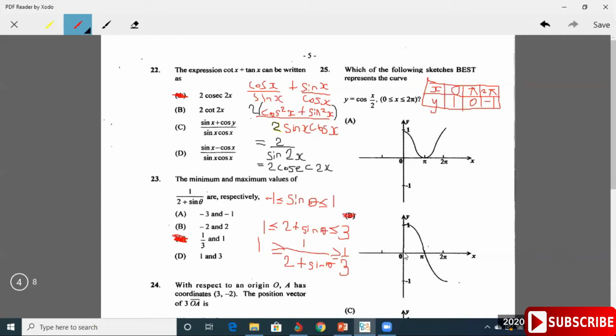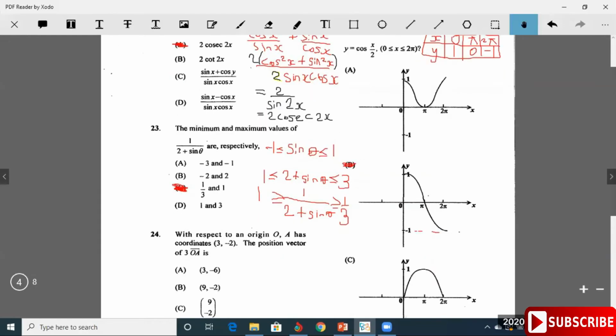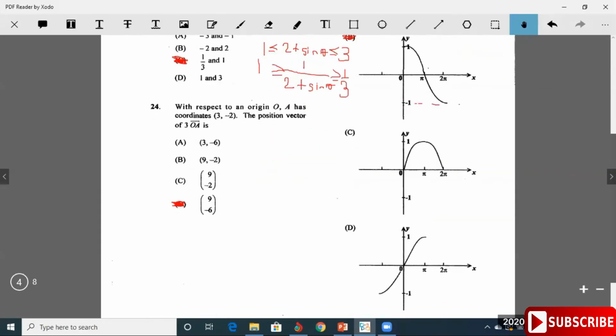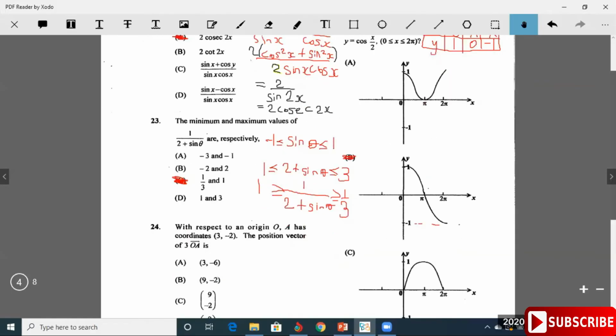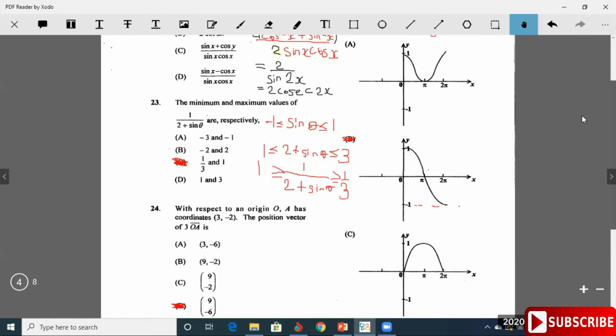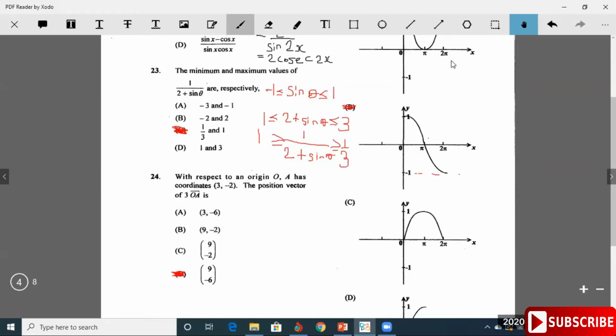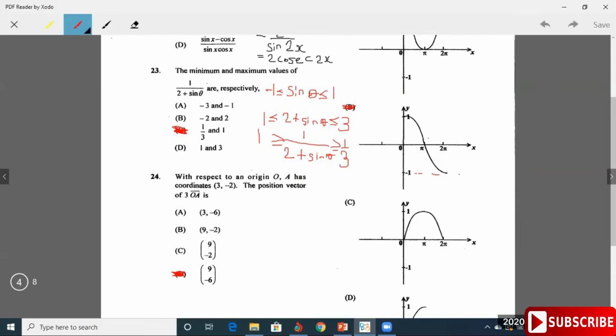Look at it. When x is 0, y is 1. When x is pi, y is 0. When x is 2 pi, y is -1. And so that is option B. Easy. So that's the easy way to do it. Option B. Nice.